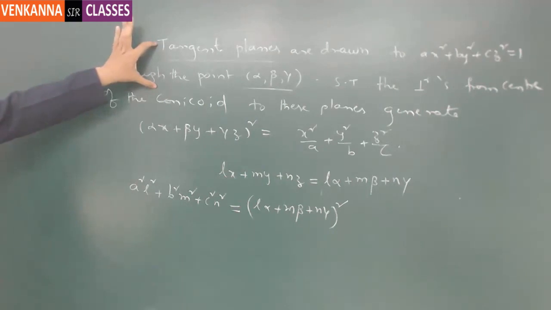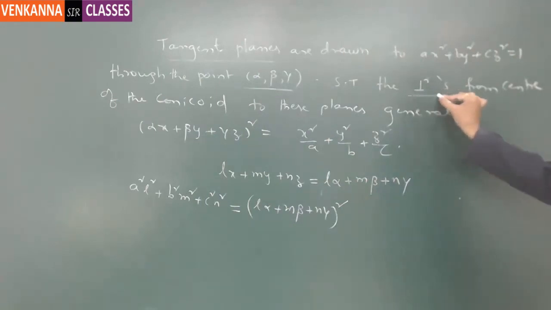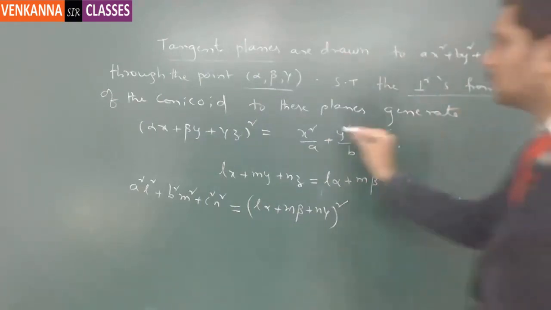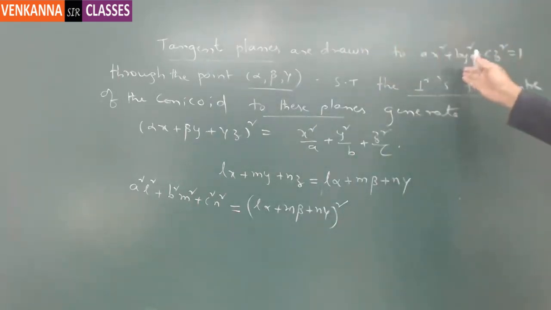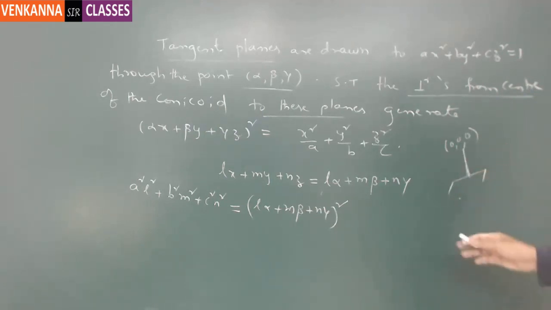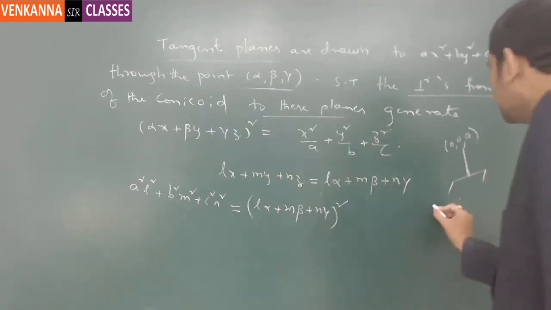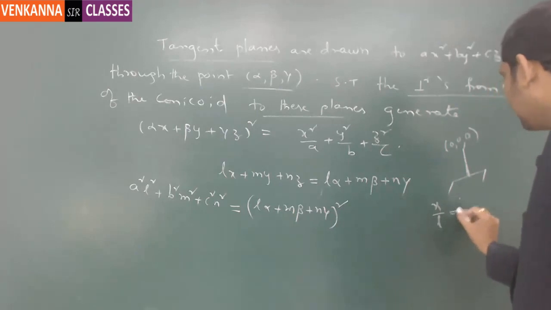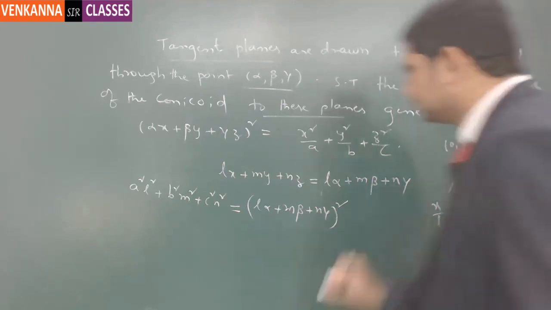Now let us read the second line of the problem. You are drawing perpendiculars from the center to the planes. So what is the conicoid center here? 0, 0, 0. And from 0, 0, 0 to the plane, you are drawing the perpendicular, in other words, the normal. So what could be the normal equation? It is nothing but x by L is equal to y by m is equal to z by n.